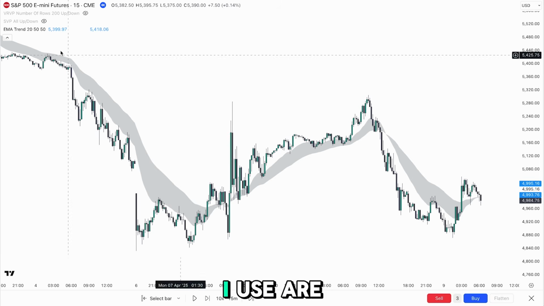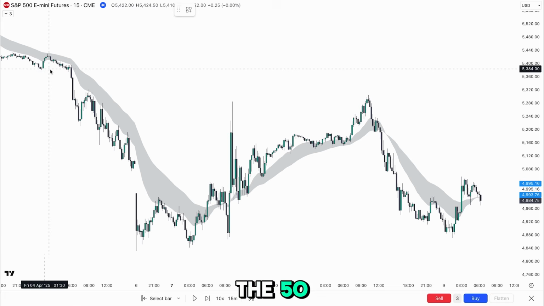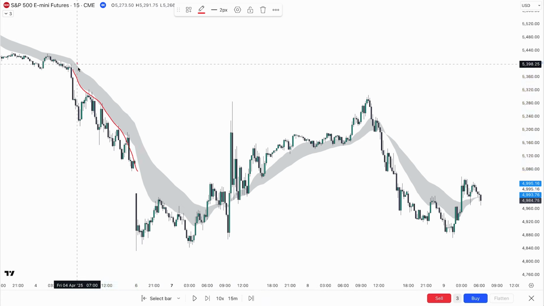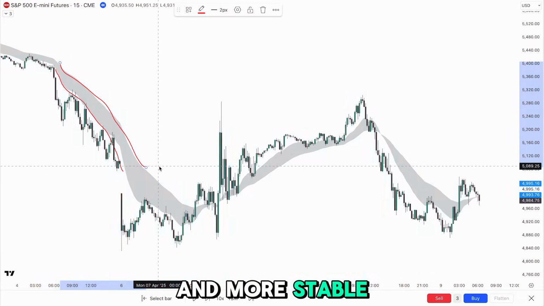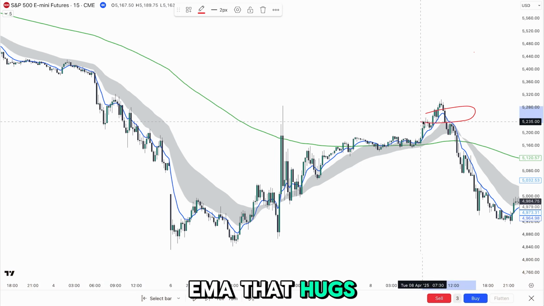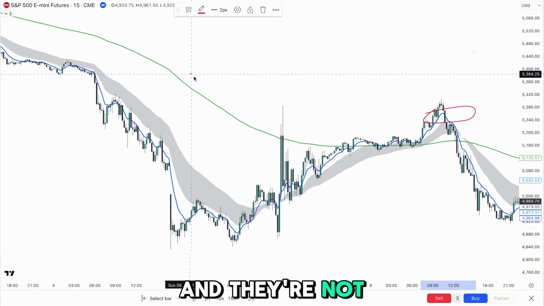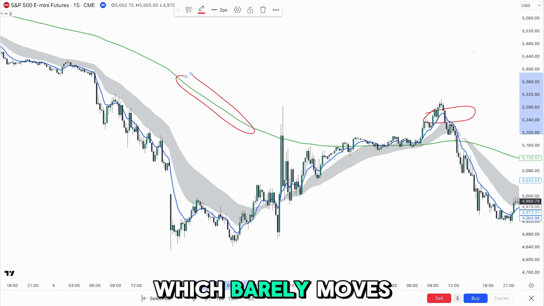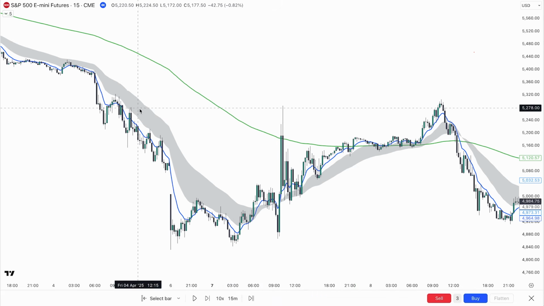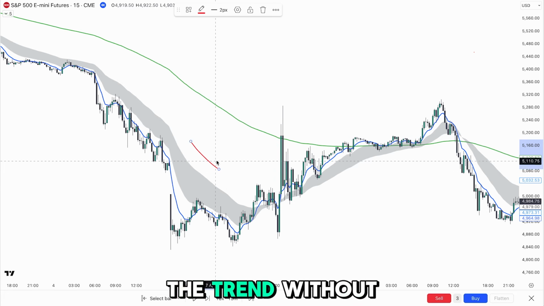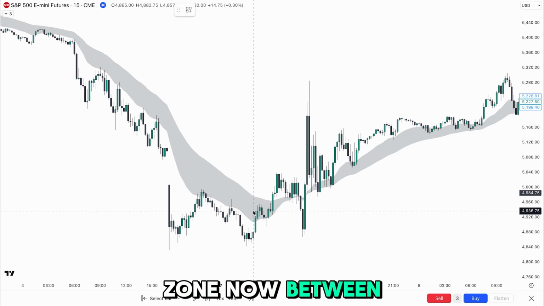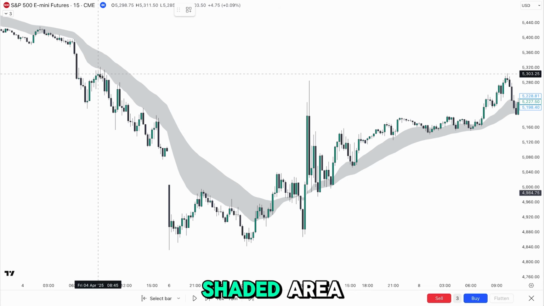The two EMAs I use are the 20 and the 50. The 20 EMA is the one that's closer to the price and reacts more sharply to it, while the 50 is the slower and more stable one. These two are my bread and butter. They're not too reactive like a 9 EMA that hugs price way too tightly, and they're not super slow like the 200 EMA, which barely moves. The 20 and the 50 strike that perfect balance. They give you a clean, accurate read of the trend without being too noisy. It's the Goldilocks zone.